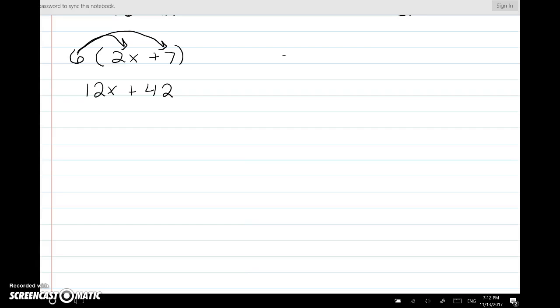What about if I have negative 8 times (7 minus 5x)? Because we can have distribution over a subtraction, too. It's a cool thing about the distributive property: it works over both subtraction and addition. Again, we're going to distribute that negative 8 to both terms. Negative 8 times 7 is negative 56. Negative 8 times negative 5x is positive 40x.